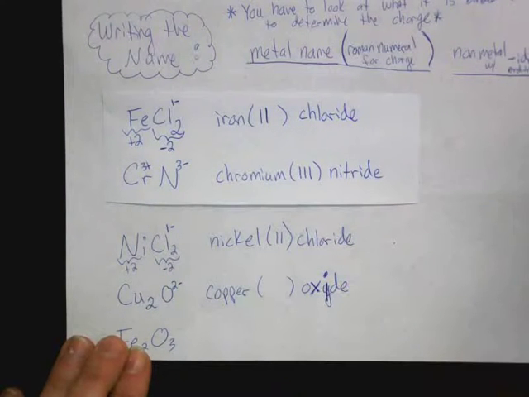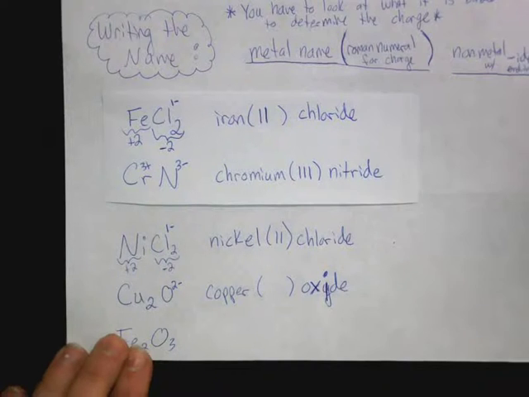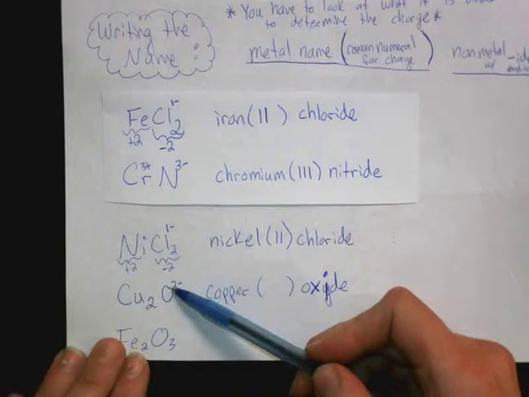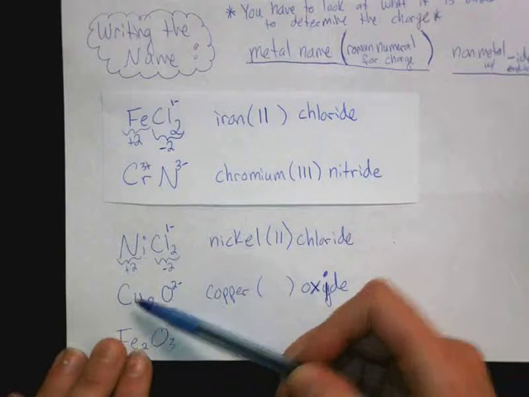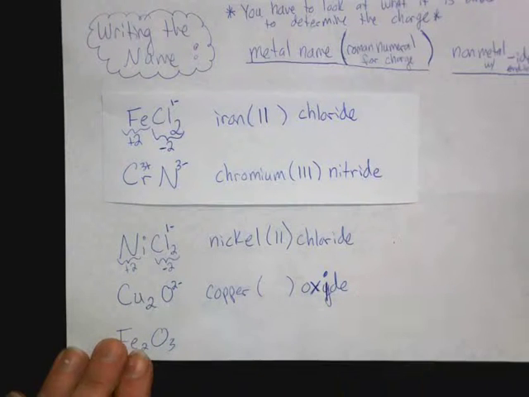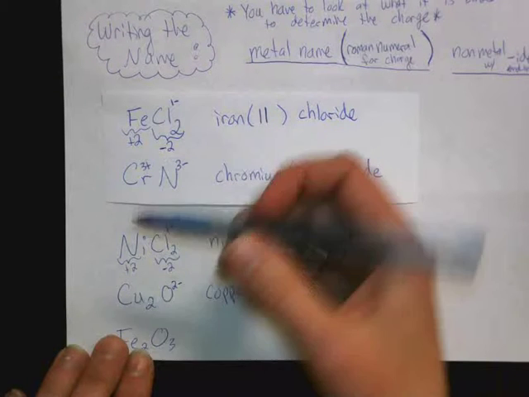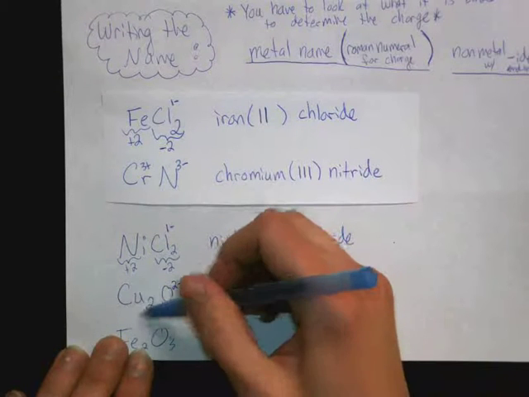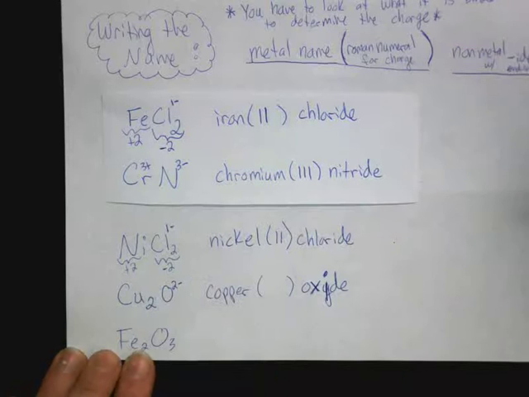I only have 1 oxygen. So, my total negative charge is 2-. Copper. I have 2 coppers. I need the charge of each copper so that together they balance as 2 negatives.